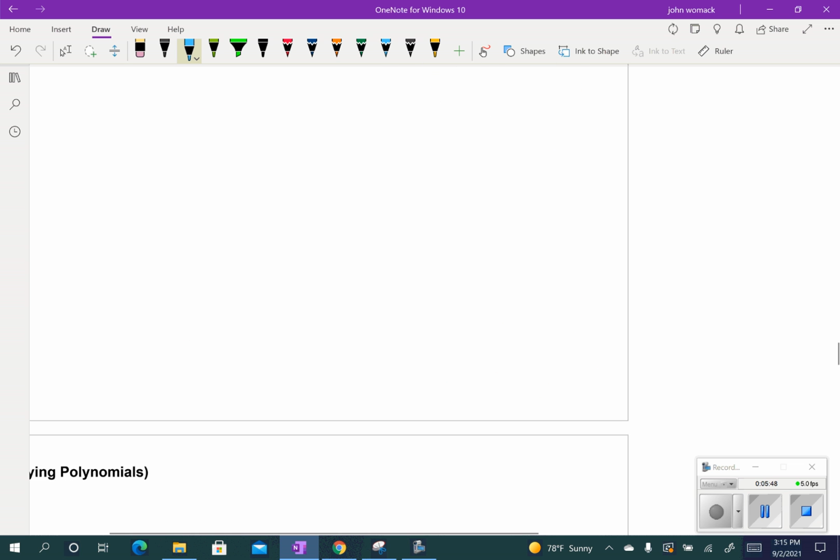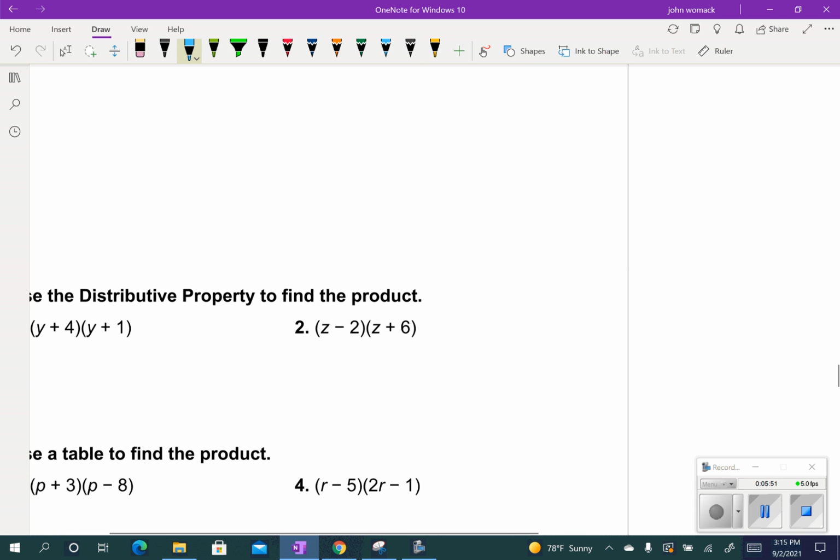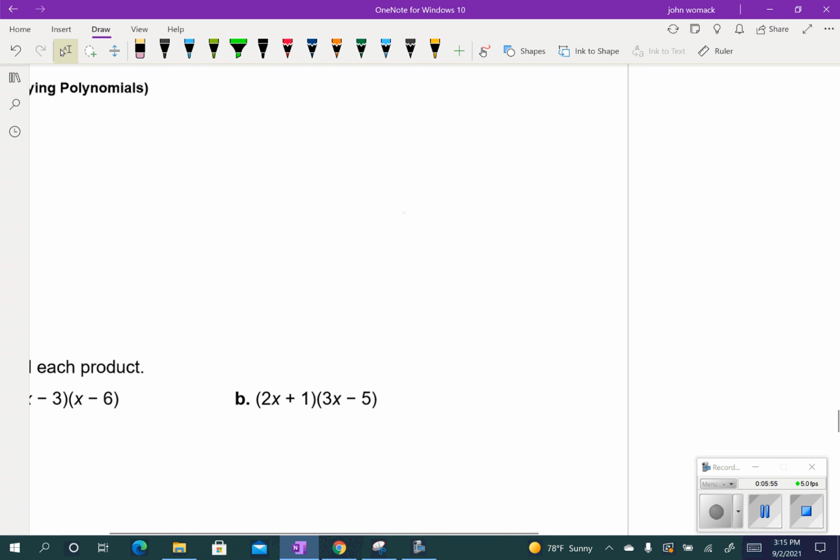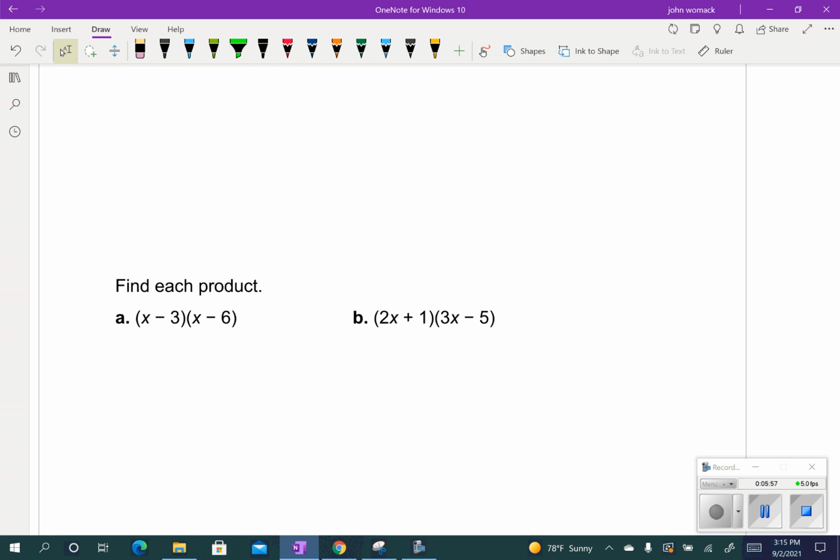Let's try one more with that table, just so you can try it that way. Let's see what I have here. Let's try this problem right here. So if you want to pause the video, make a table and multiply that x minus 3 times the x minus 6.